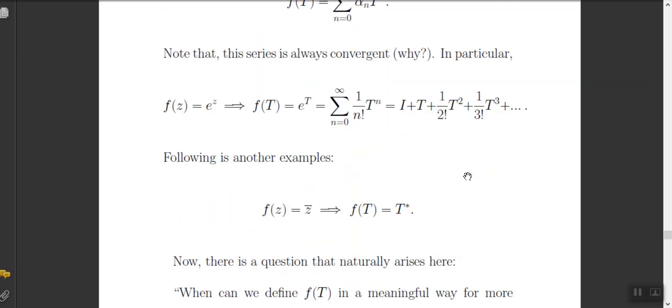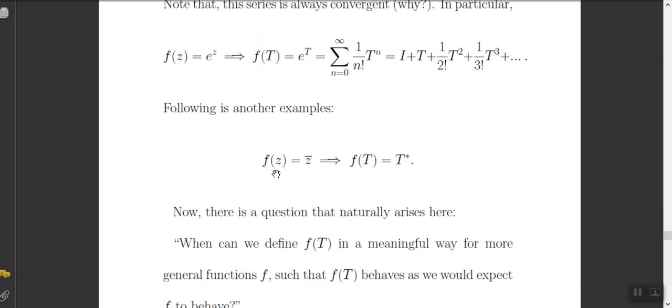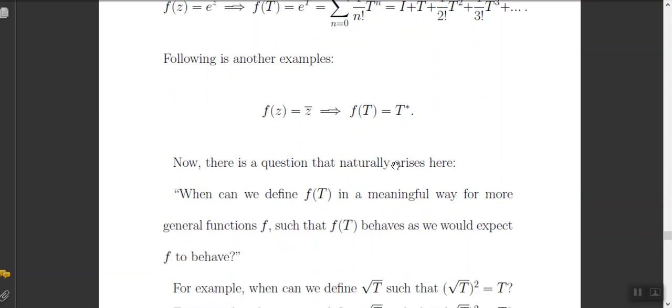Okay, another example: if you have a function like f of z equals z bar, the conjugate of z, then f of t is defined to be t star, the adjoint of t. So you can see, so far we have seen a few examples where we could define f of t with almost no problem and no condition.